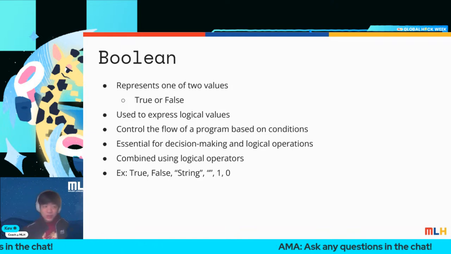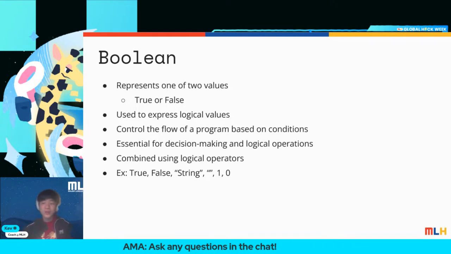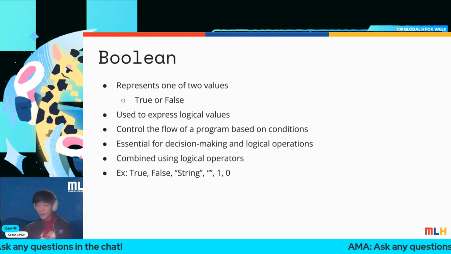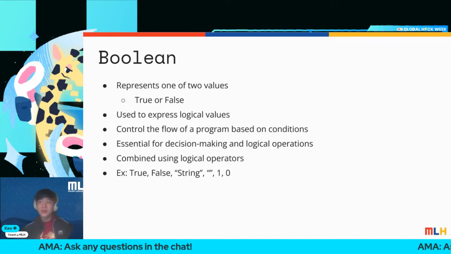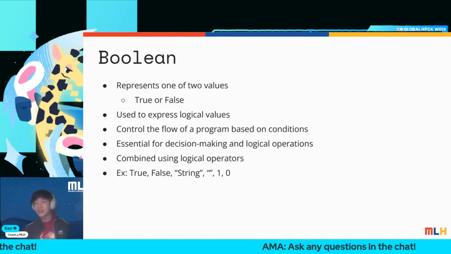They are generally essential for decision-making and logical operations in your program, right? So when you need to consider things or actually use logic, for example, what is a car? A car is, by definition, something that has four wheels, a frame, a seat, a way to travel. That's a car, right? Those are examples of Booleans and how conditional values would work.